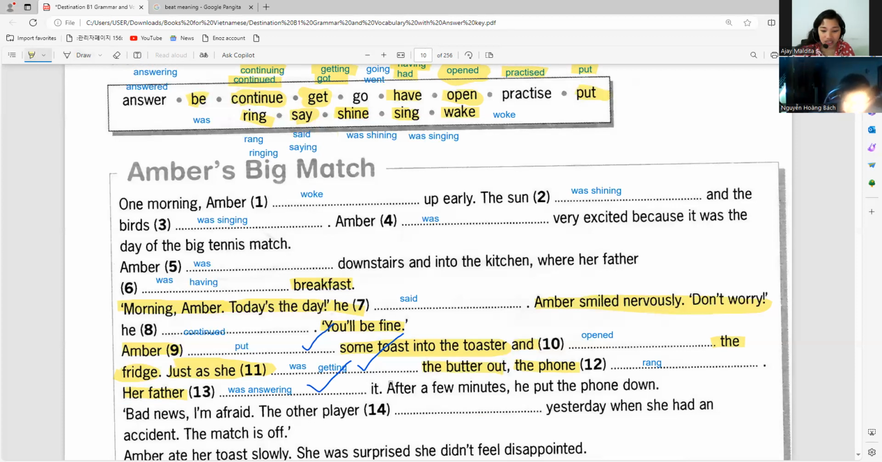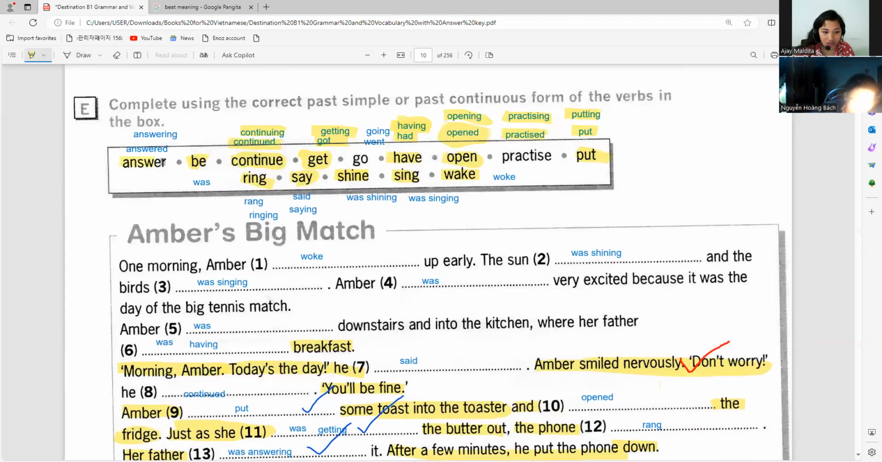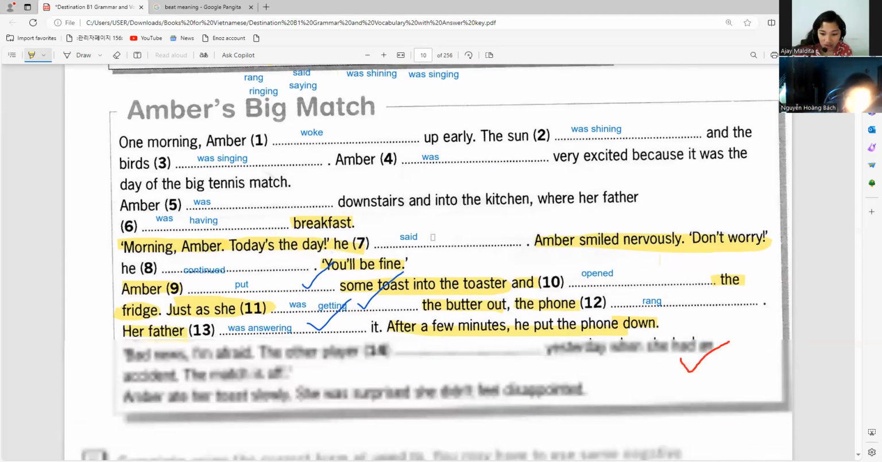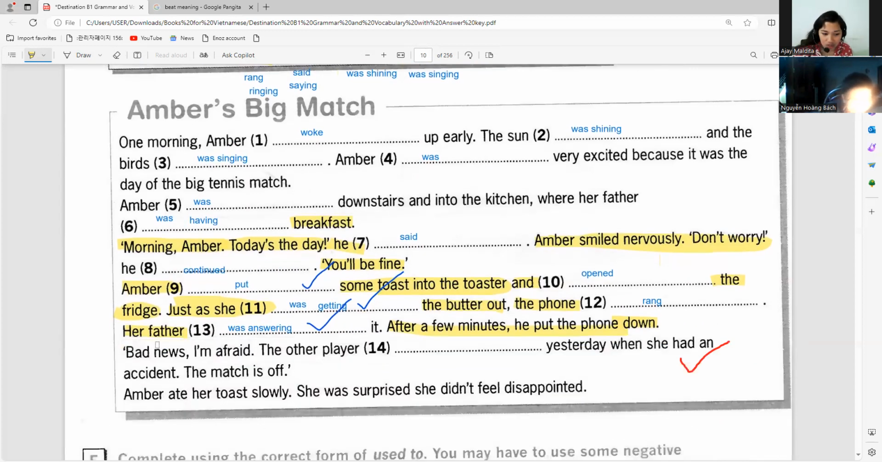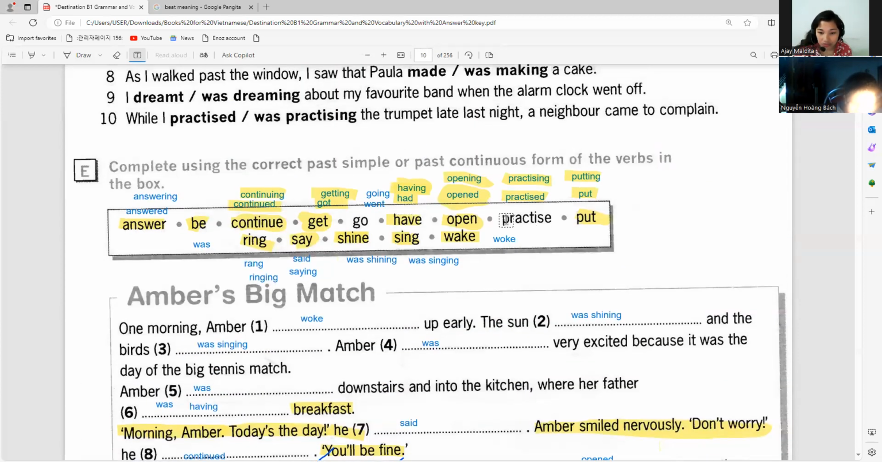Was answering it after a few minutes, he put the phone down. Okay, the phone down. Okay, one back. So we are done with answering. This time we only have go and practice. What is your answer? Bad news. I'm afraid the other player... Okay, we will use the past continuous for number 14. Was, what is your answer? You have two options. Okay? What's your answer?